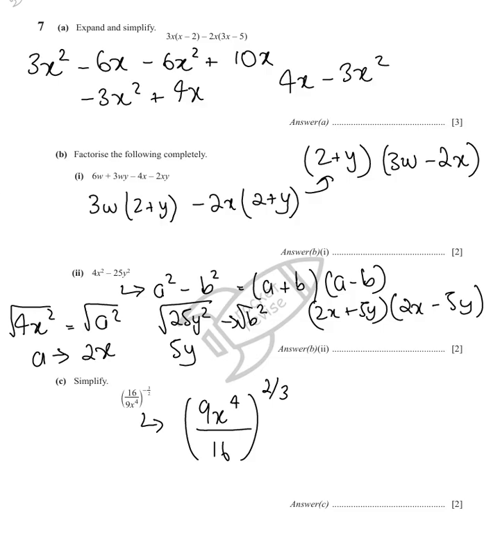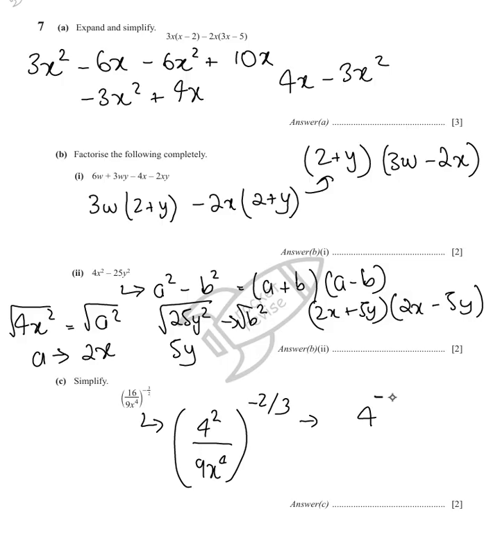Instead of us totally shifting the positions, can't we just do this? Can't we just write it the same way as it was written? And 16 can also be written as 4 squared, right? 4 squared upon 9x raised to the power of 4 raised to the power of minus 2 by 3. Can we multiply 2 into 2 by minus 2 by 3? This becomes 4 raised to the power minus 4 upon 3, sorry, minus 3 by 2.